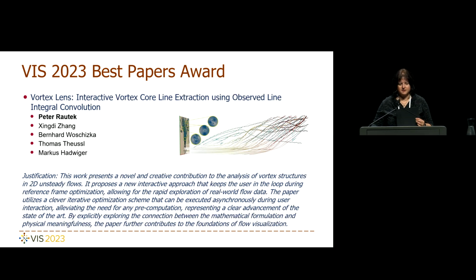Our sixth award goes to Vortex Lens, interactive vortex core line extraction using observed line integral convolution, by Peter Rautek, Xingdi Zhang, Bernhard Woschizka, Thomas Theussl, and Markus Hadwiger. The justification is this work presents a novel and creative contribution to the analysis of vortex structures in 2D unsteady flows. It proposes a new interactive approach that keeps the user in the loop during reference frame optimization, allowing for the rapid exploration of real-world flow data.